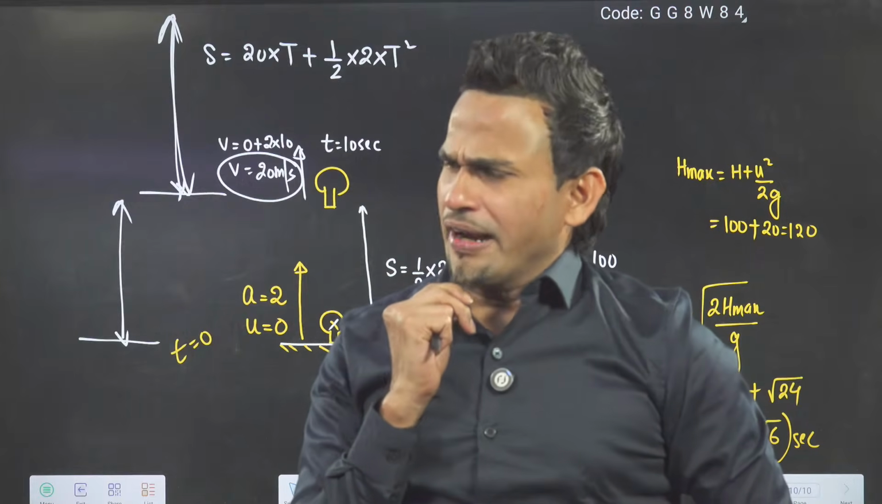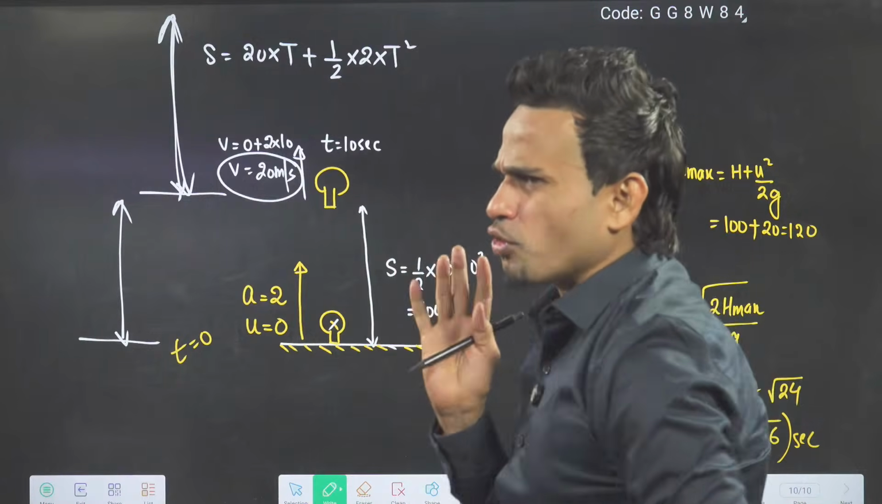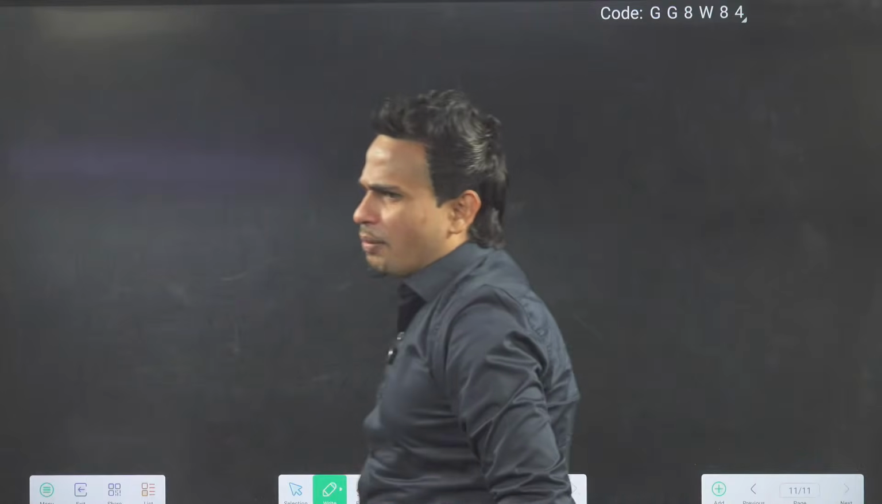Chalo, no problem. So you can write case 4. Last case of motion under gravity. We'll pack up with it after that. Then we will start with our graphs. So you can write case 4.